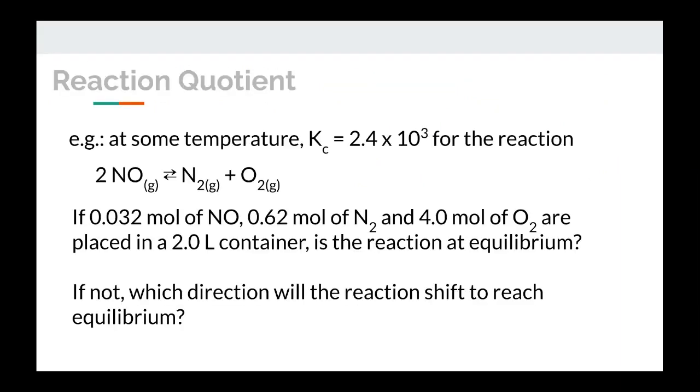Here's another one at some temperature. We have a Kc value here, and we have the reaction given. 2NO is in equilibrium with N2 and O2. They're both gases, and so is NO. And we have some moles of each reactant and product, and we know that the volume of the container is 2 liters, and the question is, is it at equilibrium, and if not, which direction will it shift? So again, let's go to a working space and solve this problem.